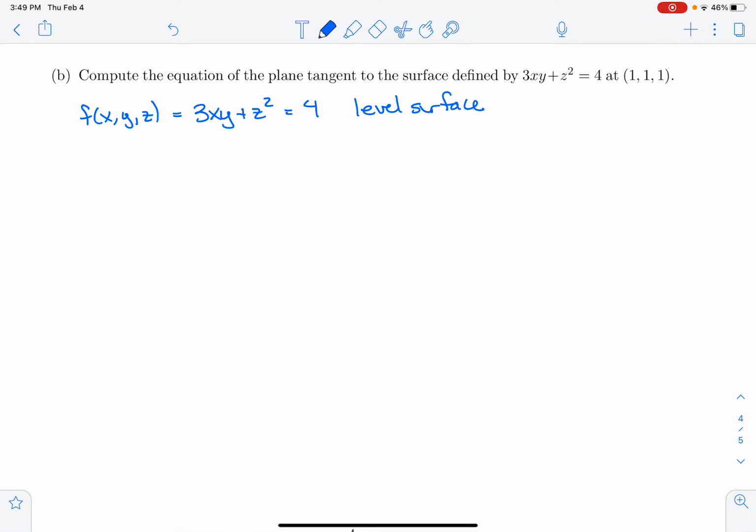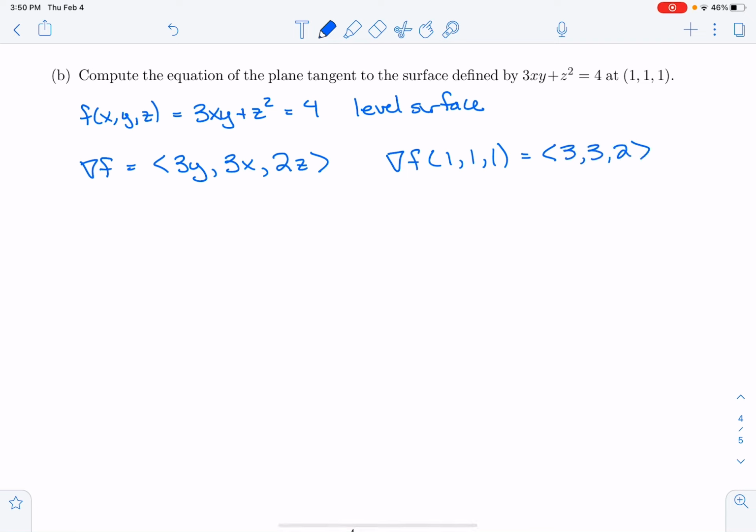The gradient of f in this case is going to be: the derivative of 3xy is 3y when I take the derivative with respect to x. If I take the derivative of 3xy with respect to y, I get 3x. And then the derivative of that first part with respect to z is 0, and the derivative of z squared is 2z. So the gradient of f at 1, 1, 1 is equal to 3, 3, 2. So that gives me the normal vector.